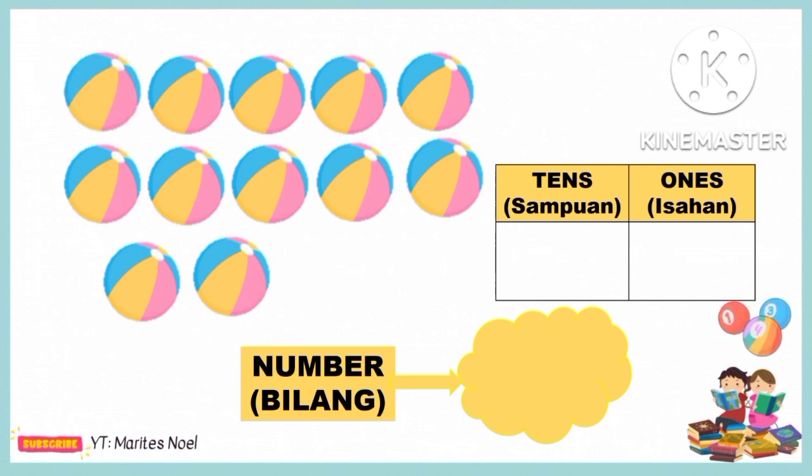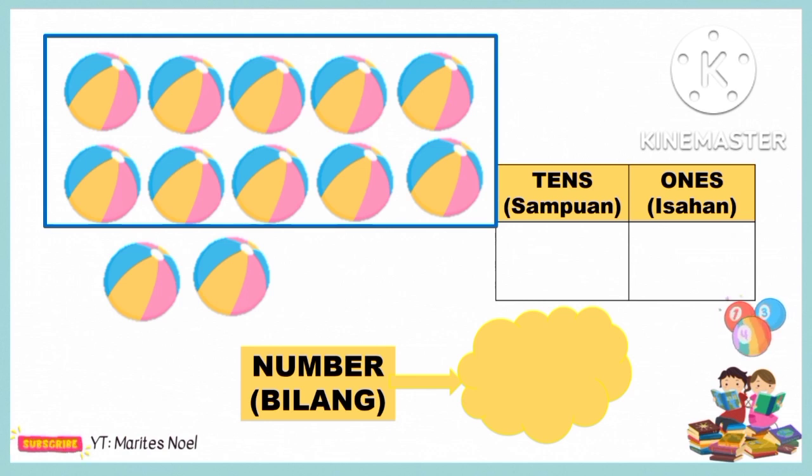1, 2, 3, 4, 5, 6, 7, 8, 9, 10. Now, we have 1 tens in a group.